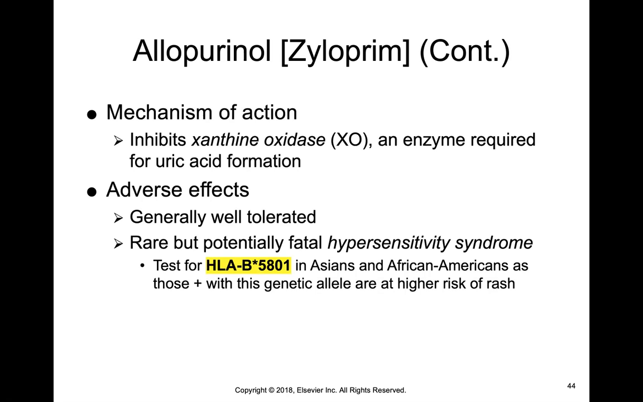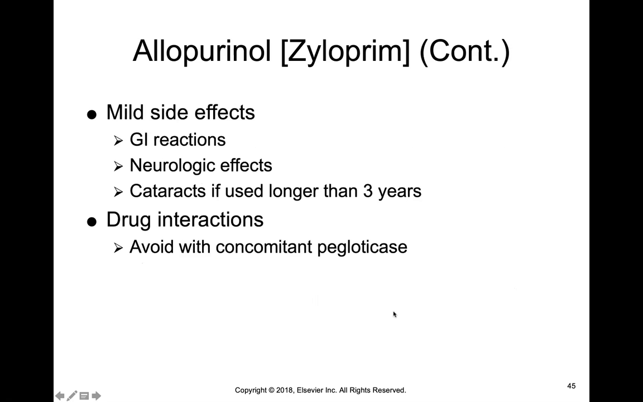If you're dealing with Asian or African American patients, it's worth your while to order human leukocyte antigen B5801 to see if allopurinol could lead to fatal hypersensitivity syndrome. Like I said, mild side effects can cause cataracts if used for longer than 3 years, and we do want to avoid it with pegloticase.